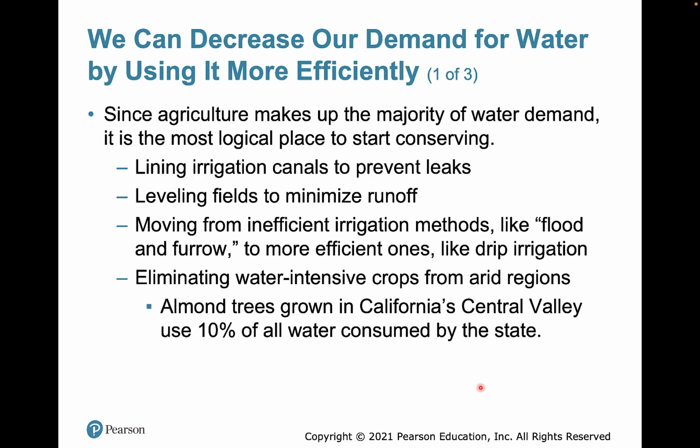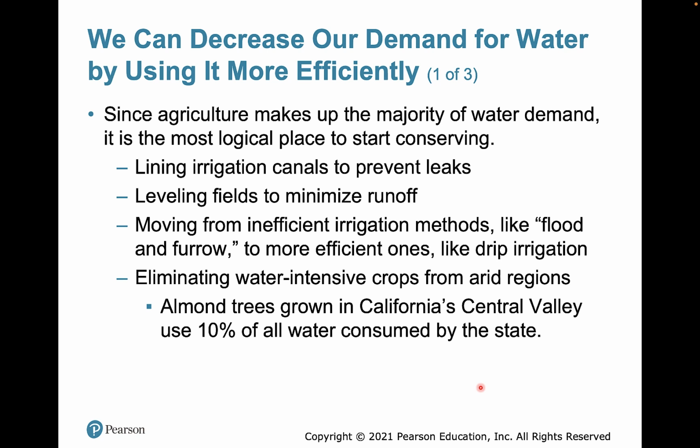If we look at other ways to reduce our demand, if agriculture is the biggest drain on our fresh water supply, then it makes sense to look there as ways to use water more efficiently. So you can line an irrigation canal. When we talk about irrigation, it'll make sense. So you can line a canal to prevent water from leaking or seeping down into the groundwater, so you're more efficient with that. You can level a field to minimize runoff, or use some of the farming methods that we're going to talk about towards the end of the course to conserve water and reduce runoff.